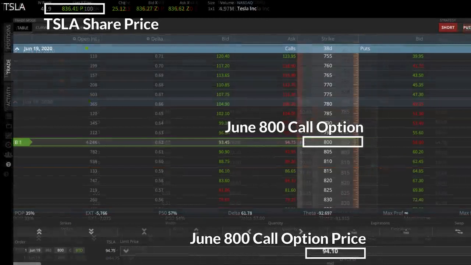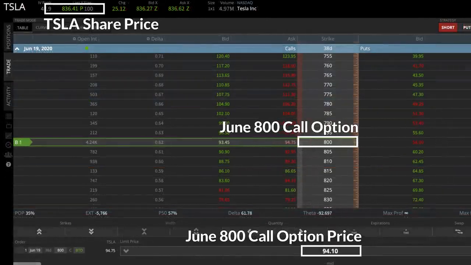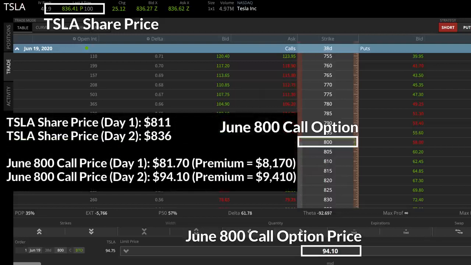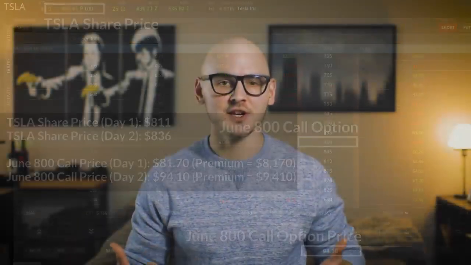The stock price in this image is now $836, which is a $25 increase from the Tesla share price of $811 that we just looked at a moment ago. So now that the share price is $836, let's go ahead and go to the June expiration and look at the call option with a strike price of $800 and see exactly how that option price changed given the increase in Tesla's stock price.